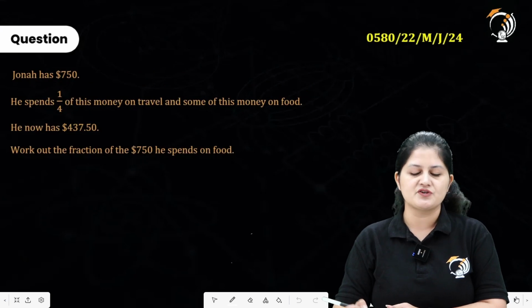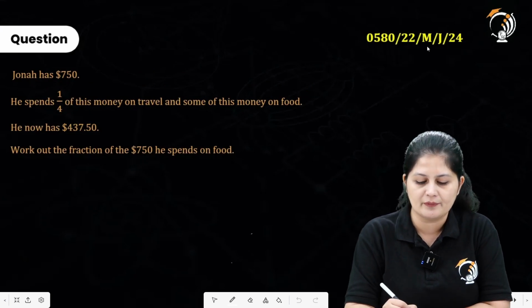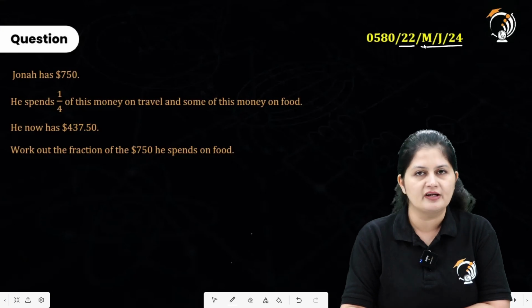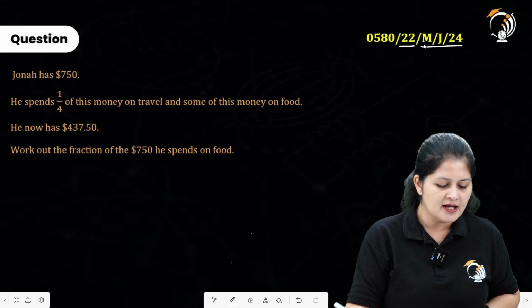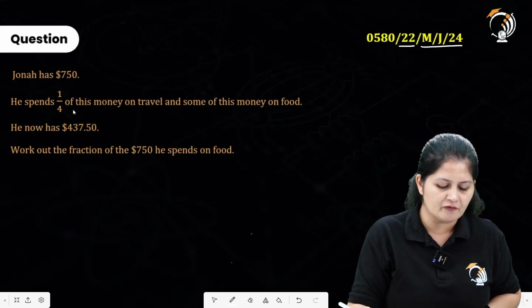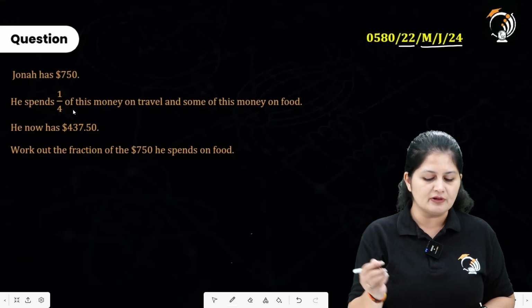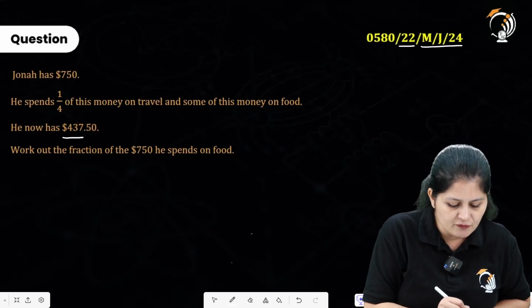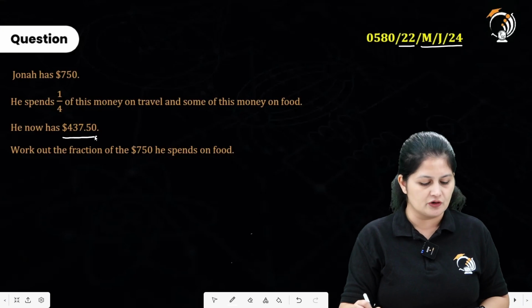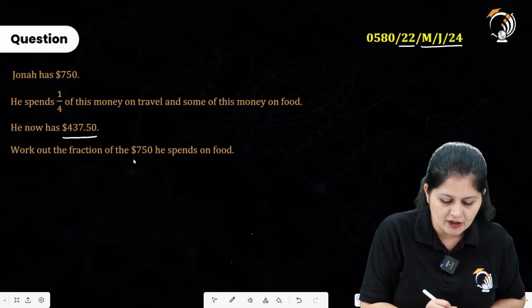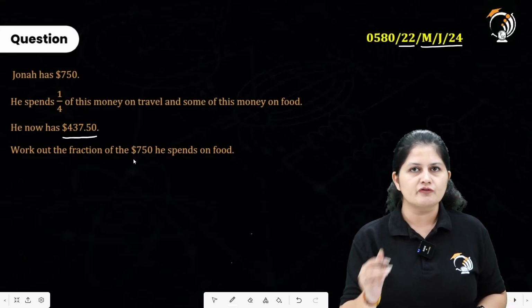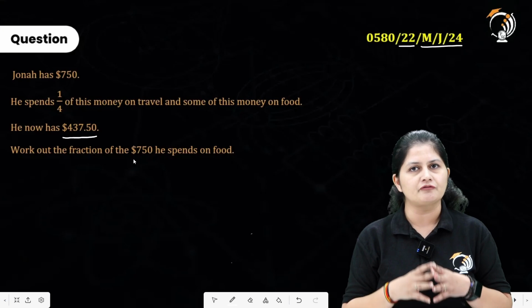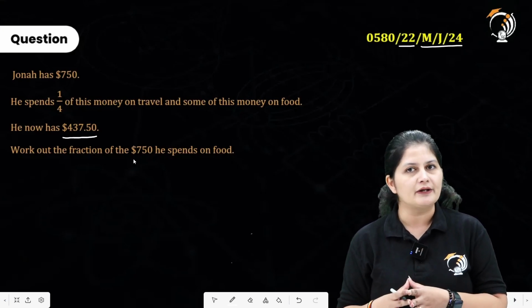Moving to the next question, which is again a previous year question from the paper of May-June 24 from the variant 2-2. Jonah had $750. He spends 1/4 of his money on travel and some of the money on food. He now has $437.50. Work out the fraction of the $750 he spent on food.